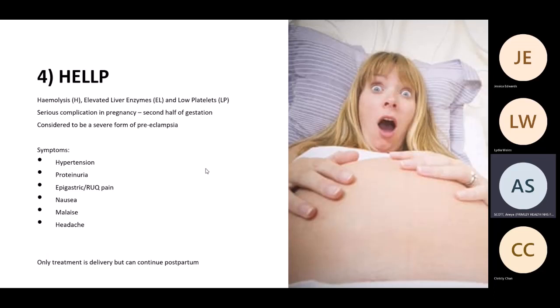So the symptoms you'll get are hypertension, protein in the urine, and in most cases, so it's kind of 50-ish% of cases, they'll come in with right epigastric or right upper quadrant pain. They'll be nauseous, feel just generally unwell, and have a headache as well. The only treatment for it is to deliver the baby, but sometimes the symptoms can continue postpartum, so even after having the baby. And I think in very rare cases you can actually develop it after having the baby. But yeah, so that's HELLP. It very nicely tells you what to look out for in the name.